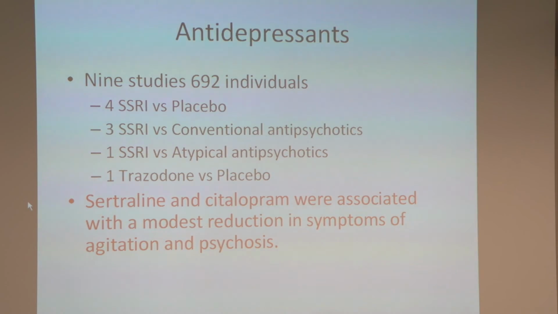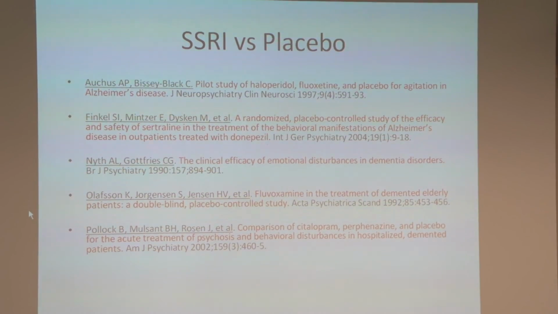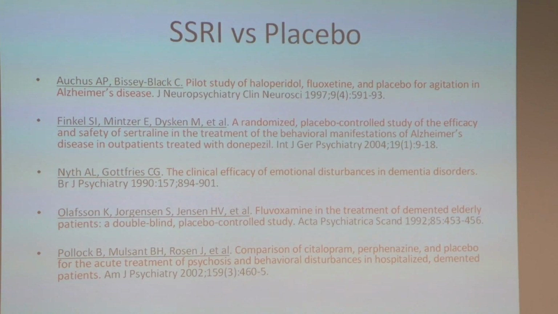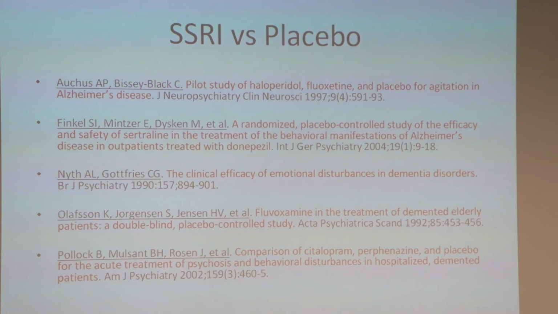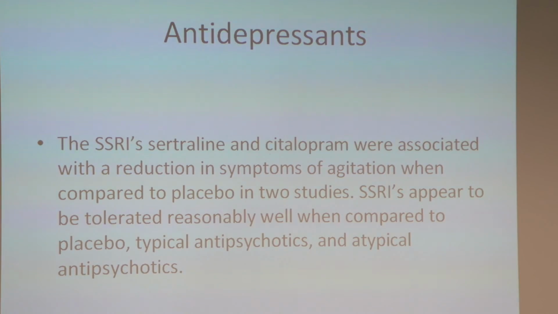Antidepressant research, there was nothing about mortality in this study, but it was found that sertraline and citalopram had positive studies. These were the 5, SSRI versus placebo. Some of them had other drugs included, perphenazine, Haldol, and so on and so forth. But looking at fluvoxamine, you can see, but citalopram and sertraline. And they were better tolerated in general, it appears, when you compare them to the alternatives.